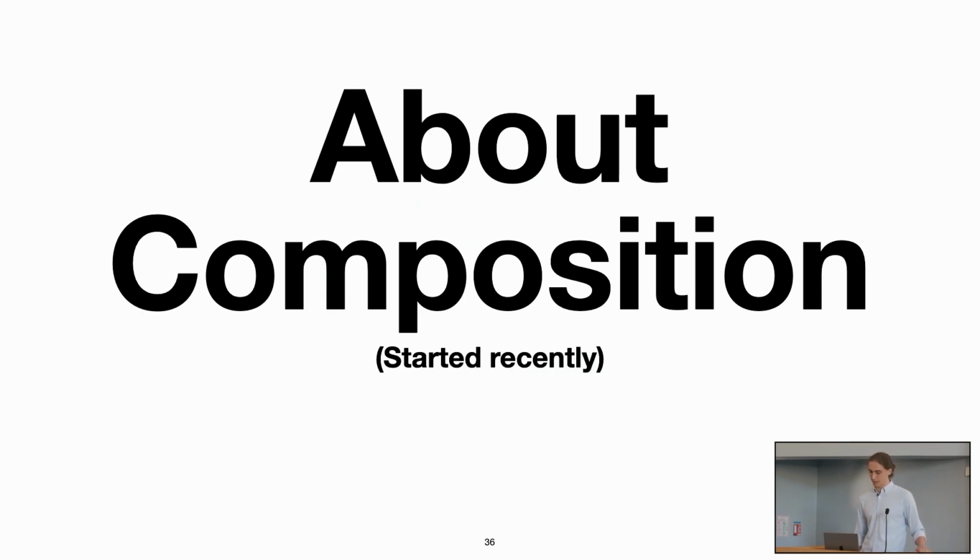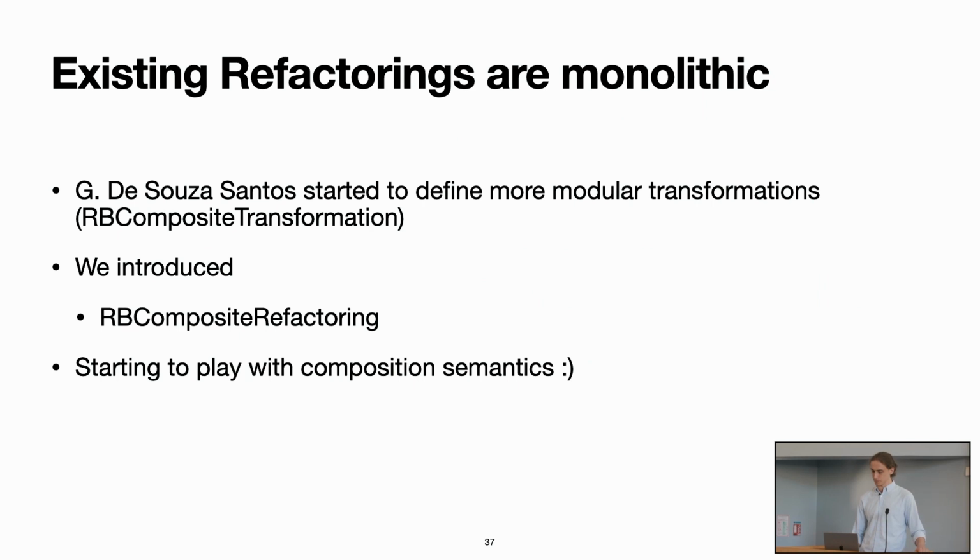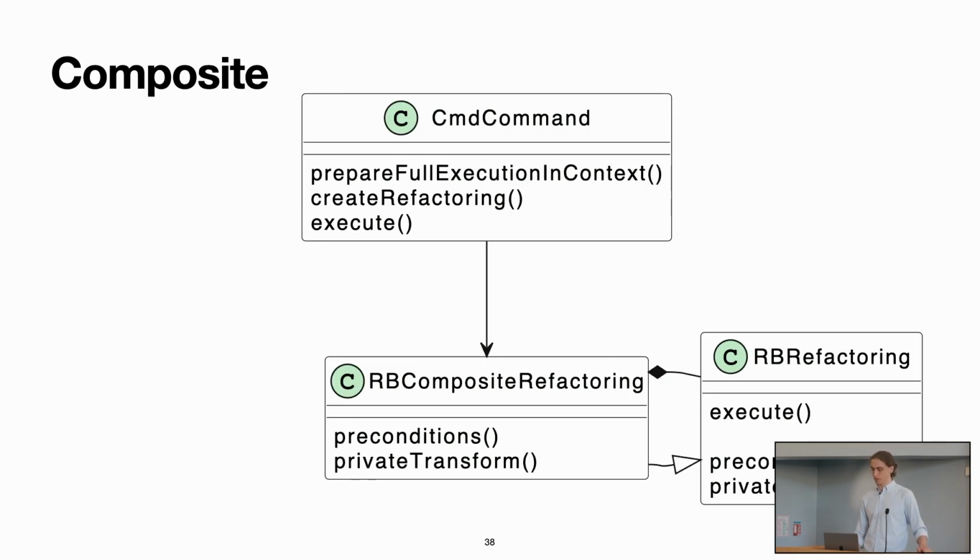Okay, and the last part, I think, is about composition. So this was started very recently, and we are still exploring this space. Initially, as I said, Gustavo de Souza Santos started to define modular transformations. He created RB composite transformation, so you can easily create composite transformations. Refactorings didn't have composite, so we introduced them, and we are now playing with the semantics and trying to use it so it fits better in the system. And it was very needed, and I'll show you a few examples. So this is RB composite refactoring.